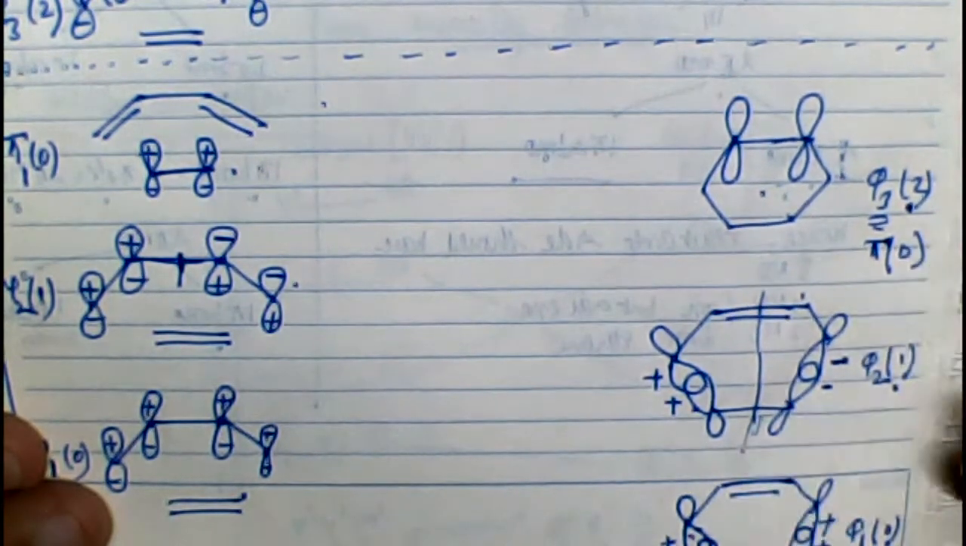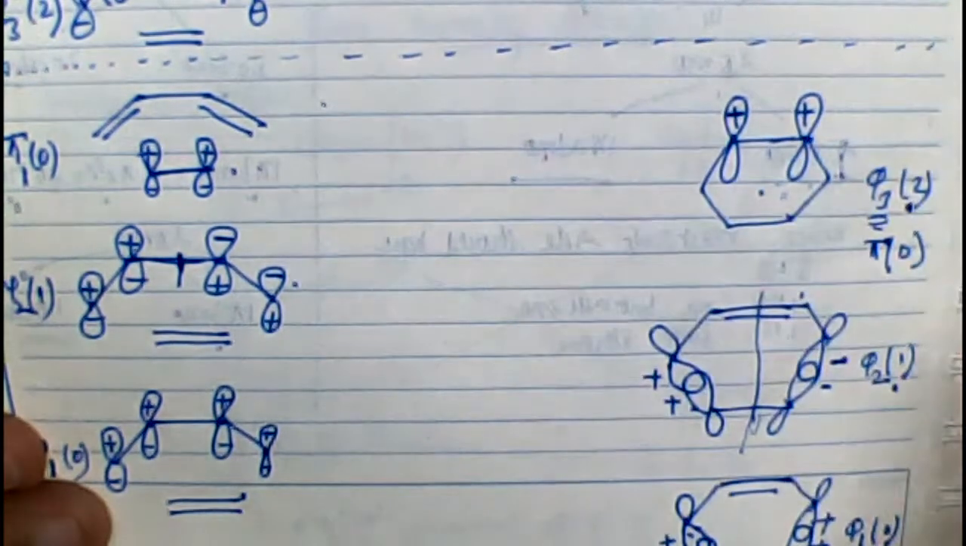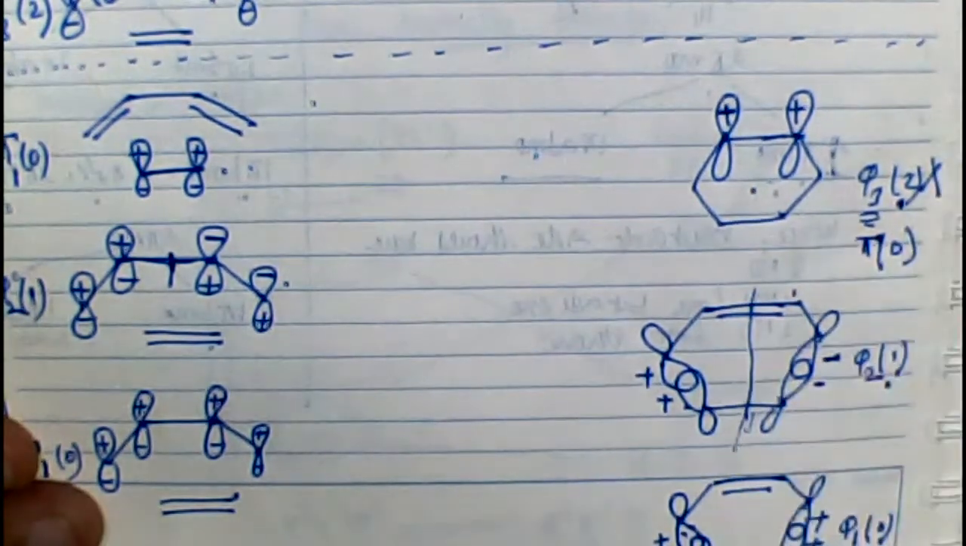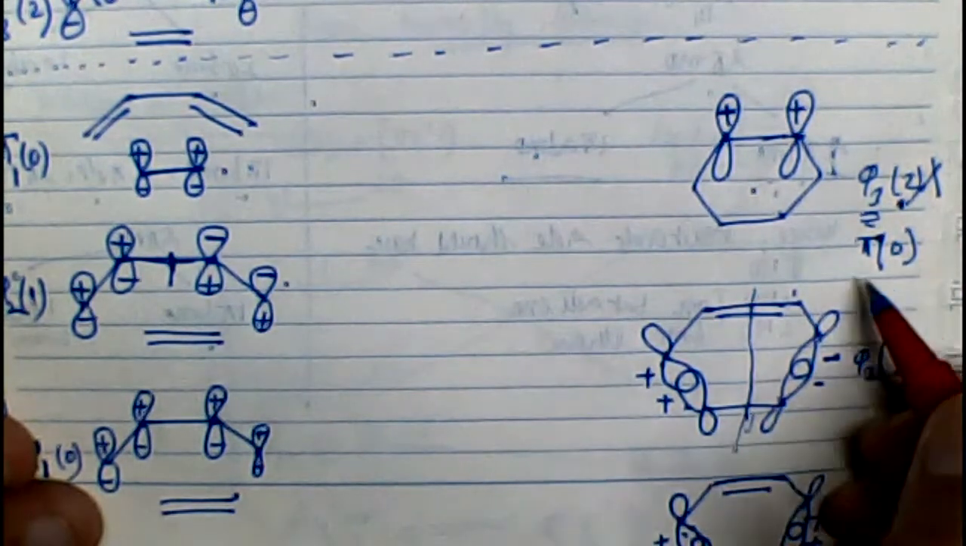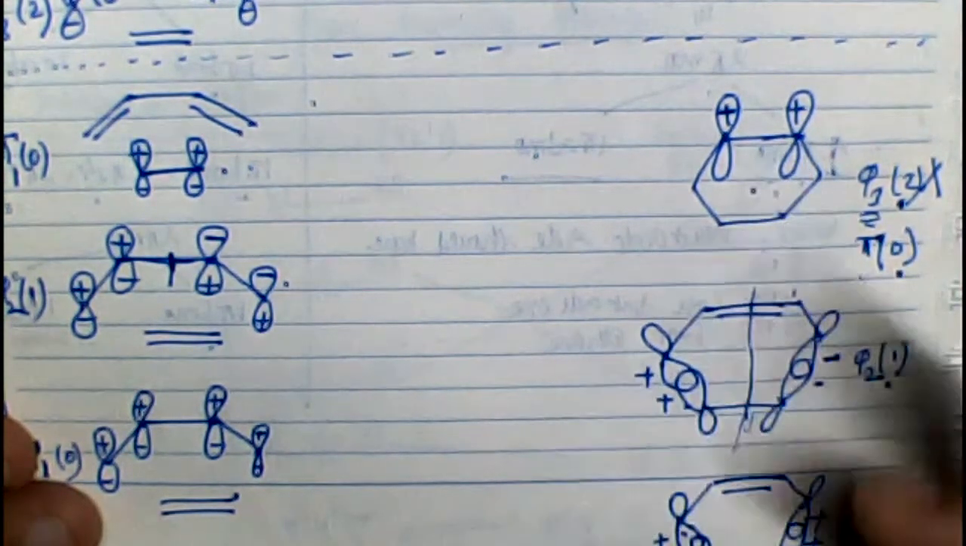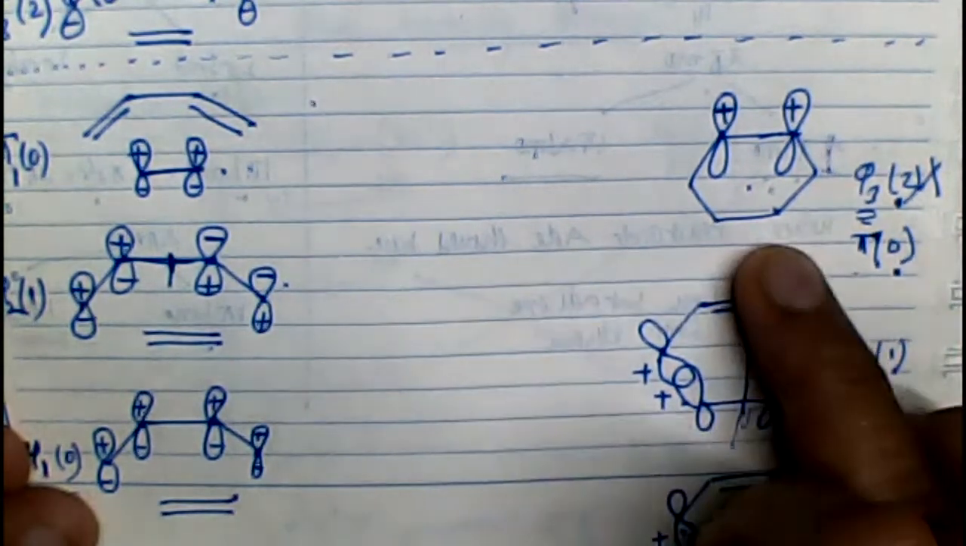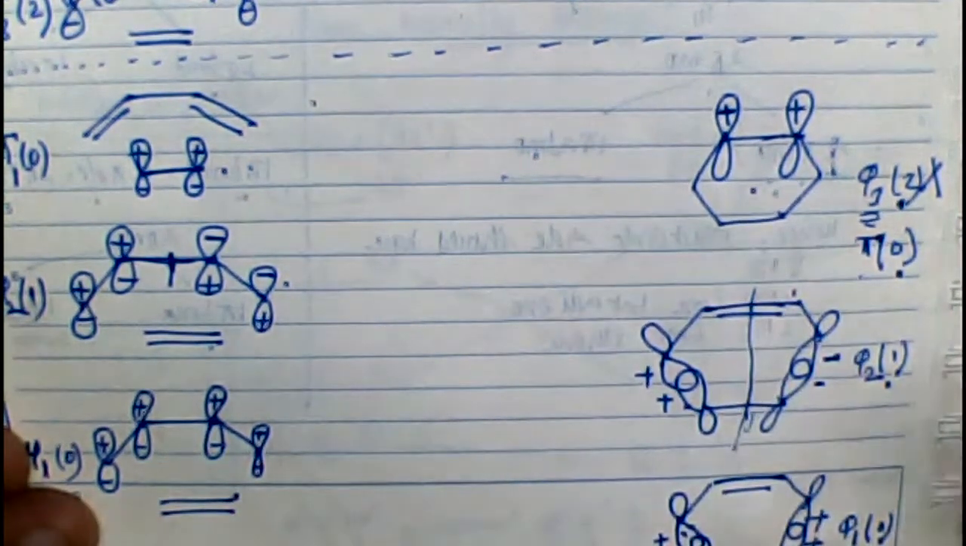Therefore I should write it as pi 0. So therefore it should be what? No node here. So it should not be phi 3 2. This is the wrong notion. It should be written as pi 0, because these 2 electrons are contributed by the ethene, by the single pi bond. And if a single pi bond was there, there were 2 pi molecular orbitals. This is the first one having 0 node, and the next one will have 1 node.